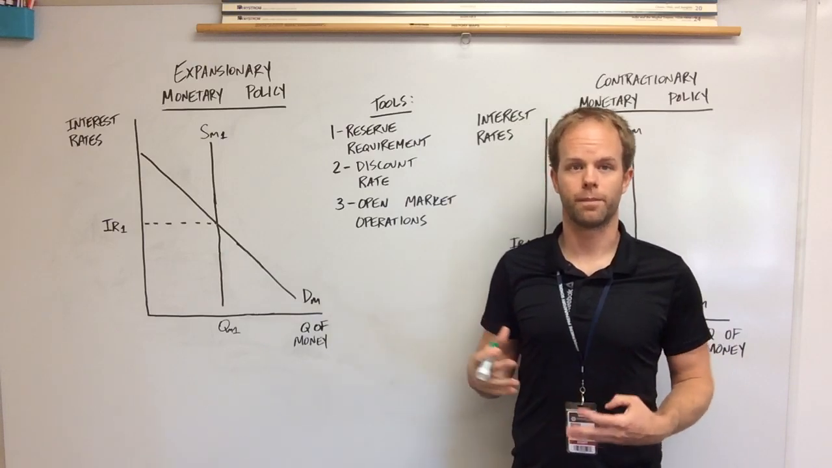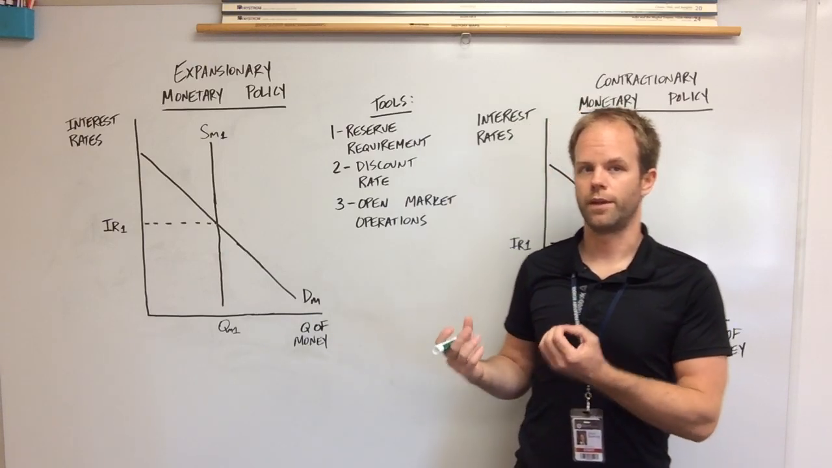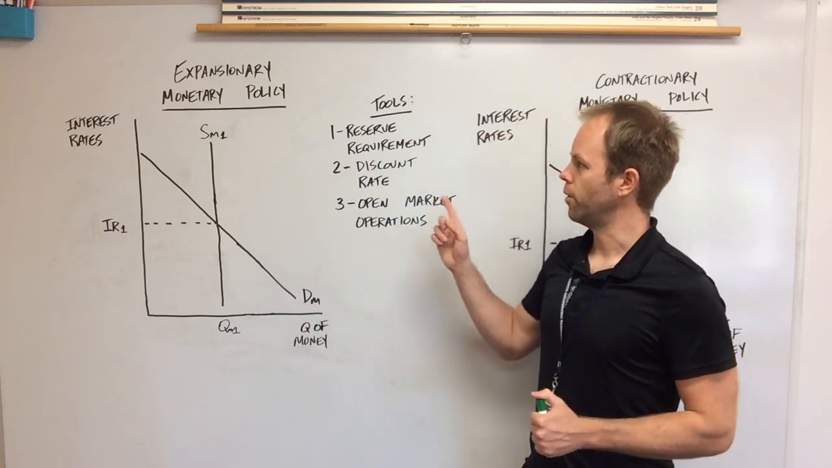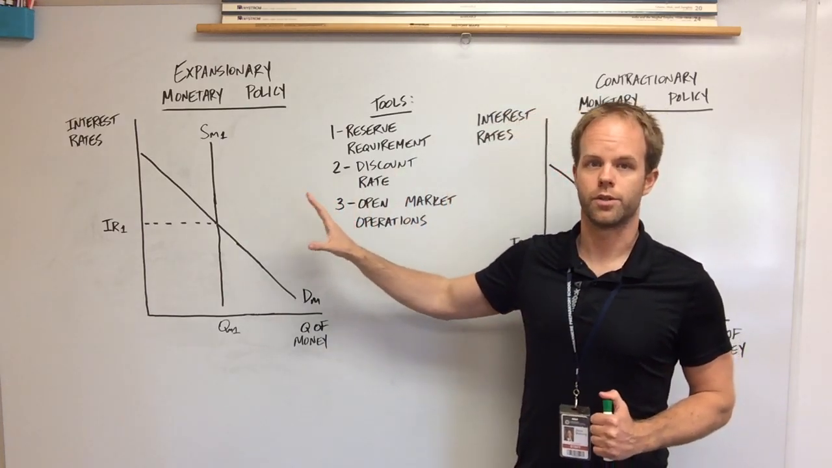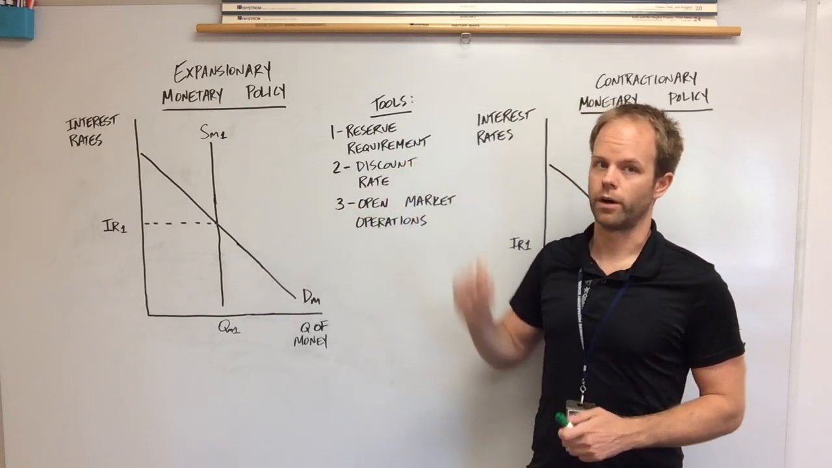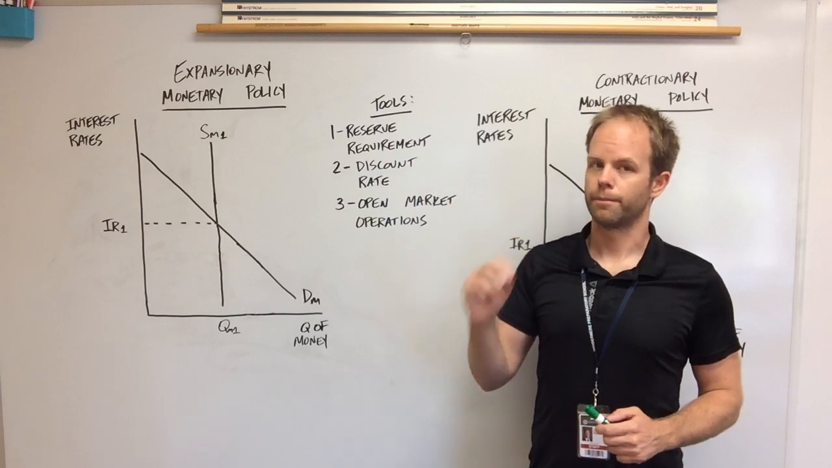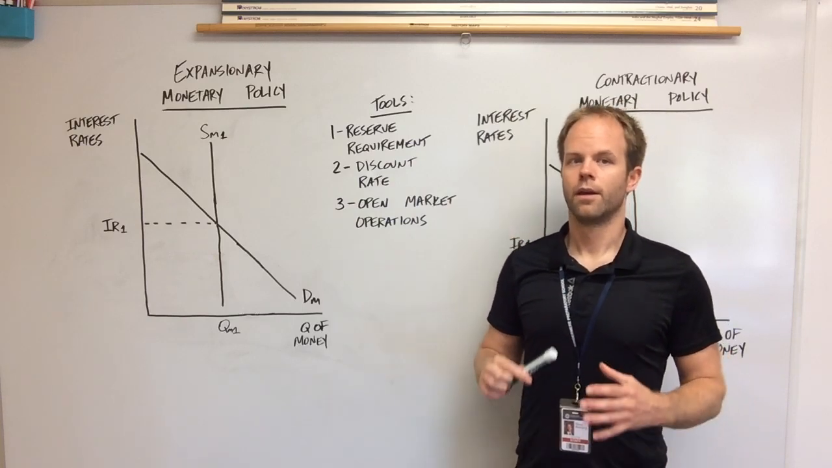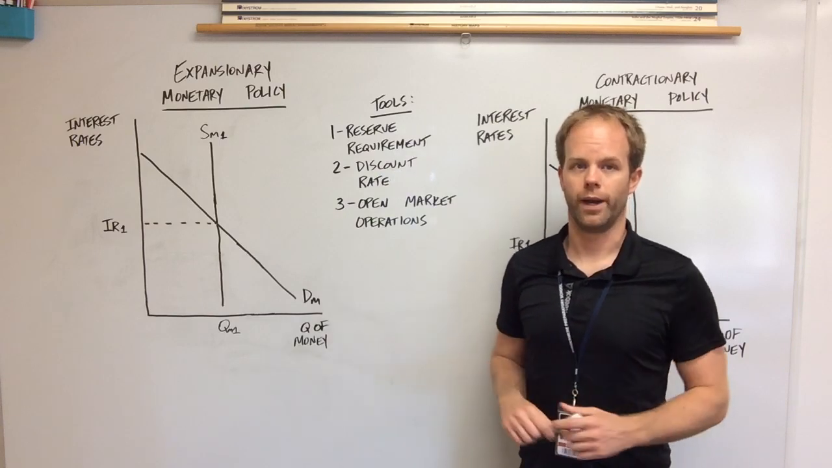That's how banks make money, is they give out loans and they charge an interest rate for those loans, right? So if the central bank was looking to increase the money supply, they would lower the reserve requirement that commercial banks have to follow, because then that would mean the commercial banks have more money to loan out.